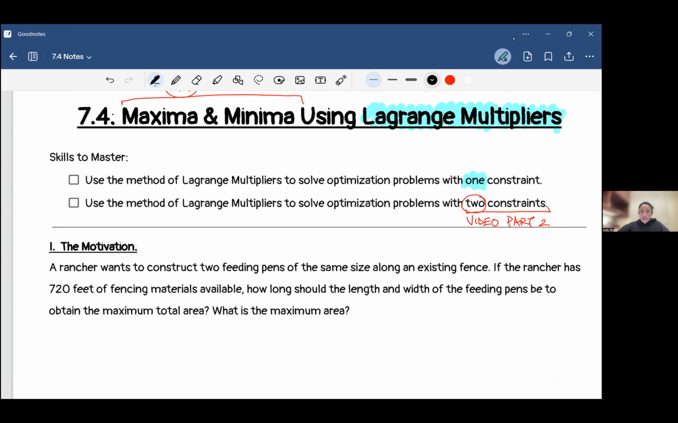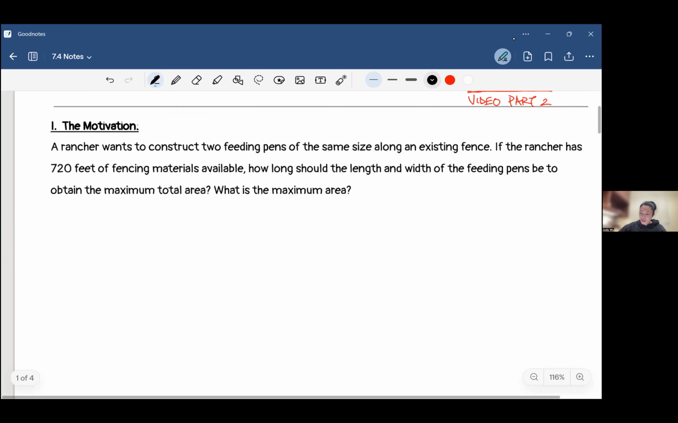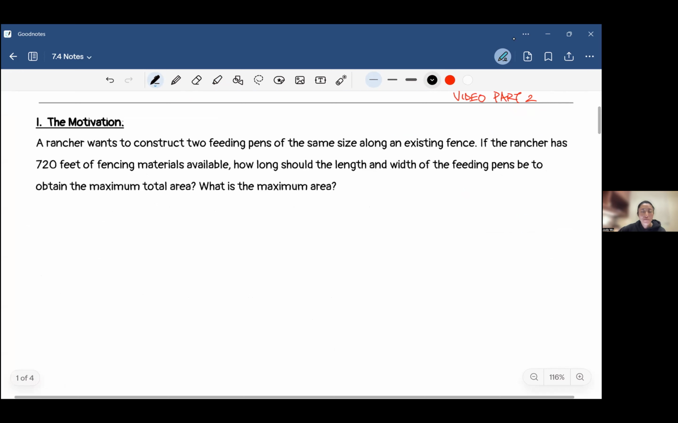Okay, so let's start with this motivation question. A rancher wants to construct two feeding pens of the same size along an existing fence. If the rancher has 720 feet of fencing material available, how long should the length and width of the feeding pens be to obtain the maximum total area? So this looks a lot like some of the questions that we've seen in section 7.3, where we're looking for a maximum amount of something.